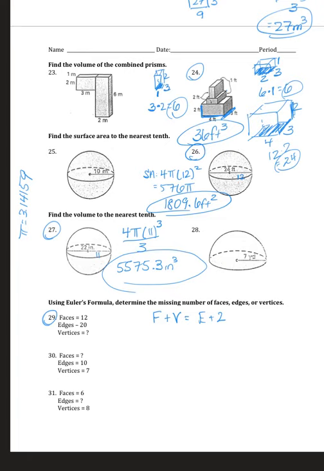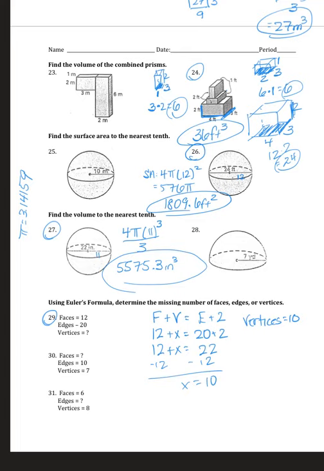So in this case, it says we have 12 faces. We do not know the vertices, and we have 20 edges, and we're going to solve this for x. So we have 12 plus x equals 22. Subtract 12 from both sides, and we're going to get x equals 10. So in 29, the vertices equals 10.